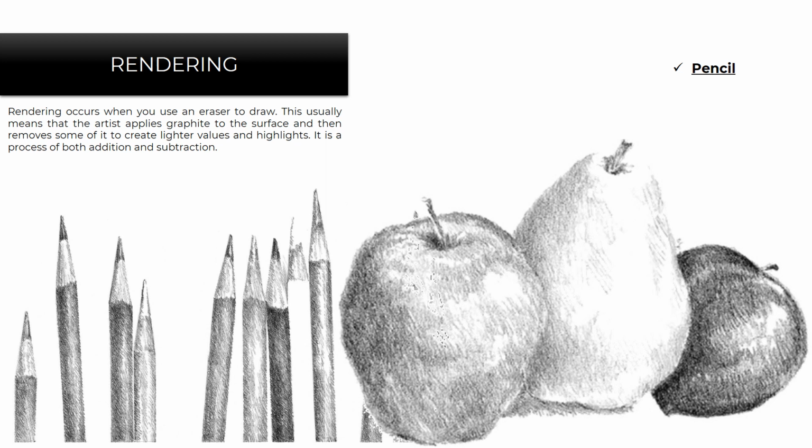Rendering occurs when you use an eraser to draw. So this is very ironic because when you draw, you use pencil. However, this usually means that the artist applies graphite to the surface and then removes some of it to create lighter values and highlights. It is our process of both addition and subtraction. Tinitimpla mo yung drawing mo through the process of rendering. You use your erasers, you use your fingers to blend the graphite and to create shades, shadows, and line variation.